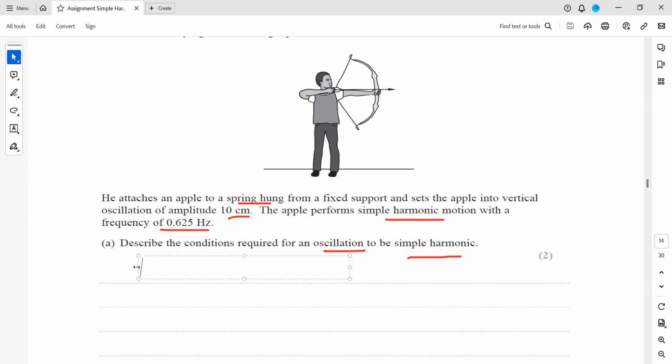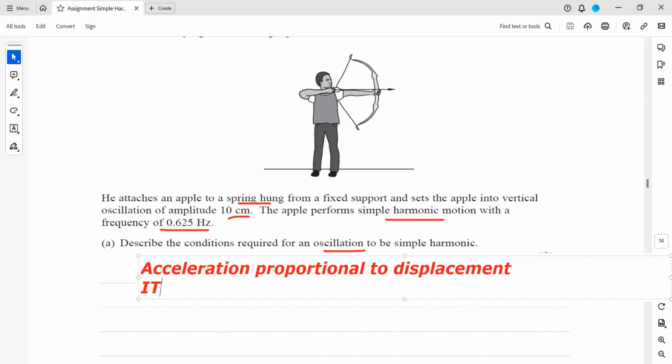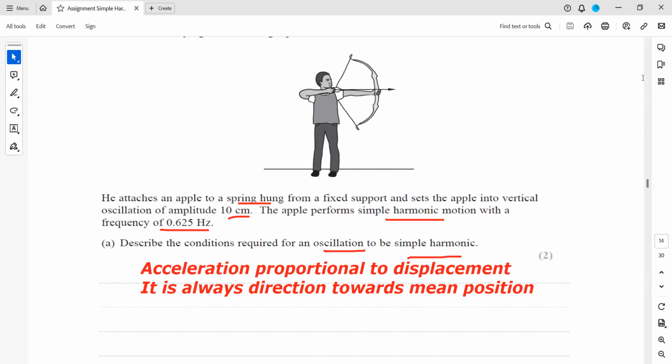So the first point, acceleration proportional to displacement. And the second thing, it is always directed towards the mean position. Or the object will have a tendency to move towards the mean position. Or you can also say that force is directly proportional to displacement, and it is always directed towards the mean position.